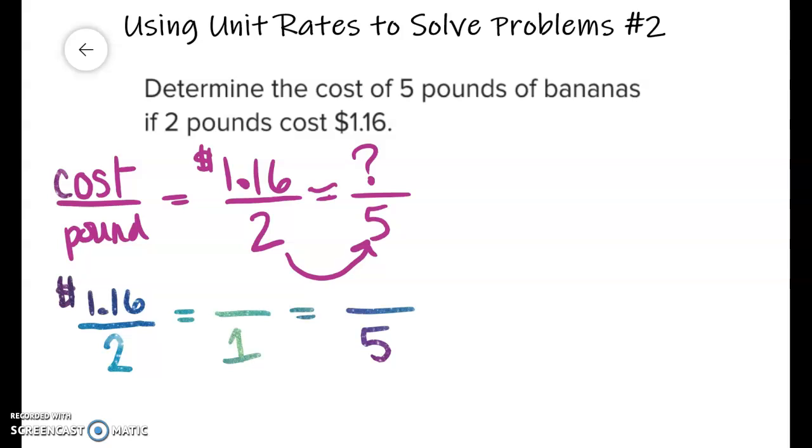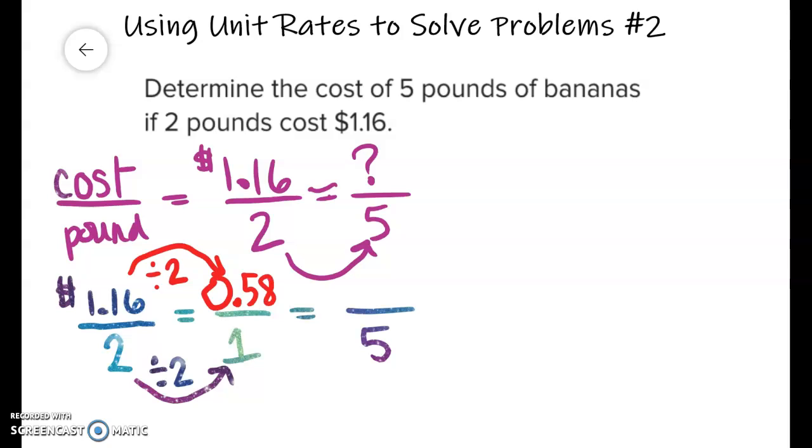Again, here your calculator is going to come into play. I would take that 2 and I would divide it by 2 to turn it into a 1. So I am going to do the exact same thing to the 1.16 or the $1.16. I'm going to divide it by 2. I can use a calculator to do that. 1.16 divided by 2 is 0.58. So that means it costs 58 cents for 1 pound of bananas.